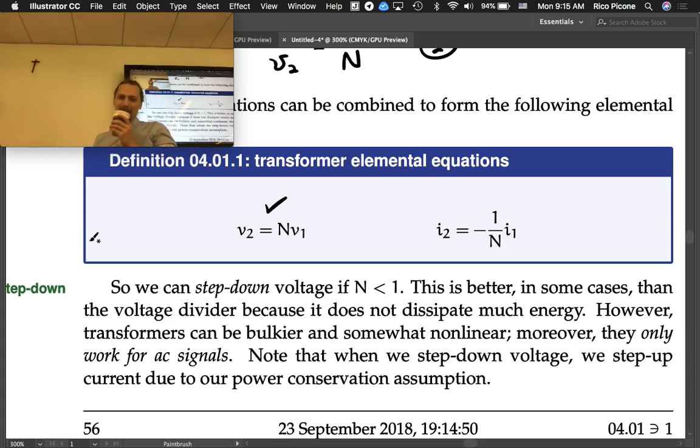Note that when we step down voltage, we step up current due to our power conservation assumption. So if n is less than 1, we step down the voltage, then this ratio is greater than 1, and we step up the current because power is conserved. So it's good to keep that in mind.